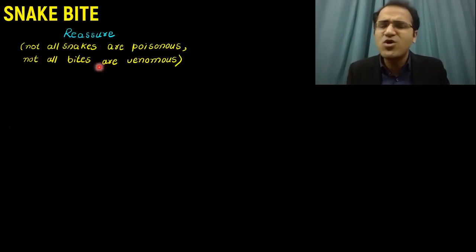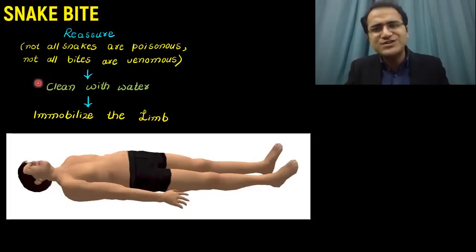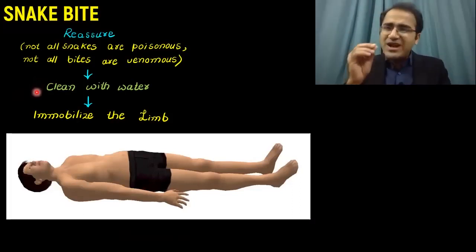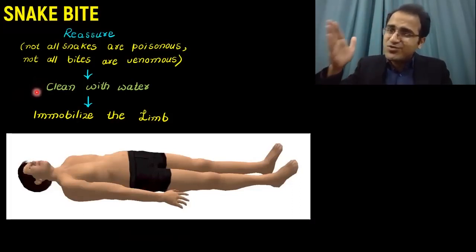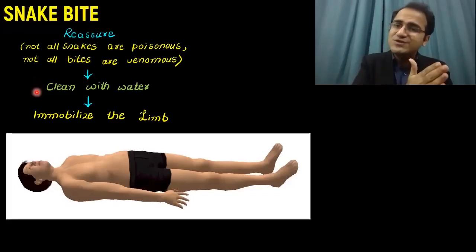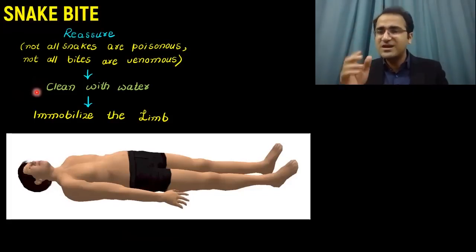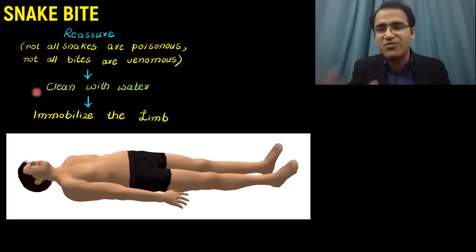You have to reassure them that not all snakes are poisonous and not all bites are venomous. And then you clean the wound with simple water. After that, immobilizing the limb is very important. Immobilizing the limb while the patient is being transported from the site of bite to the hospital is where people make common mistakes, and understanding it is very important.